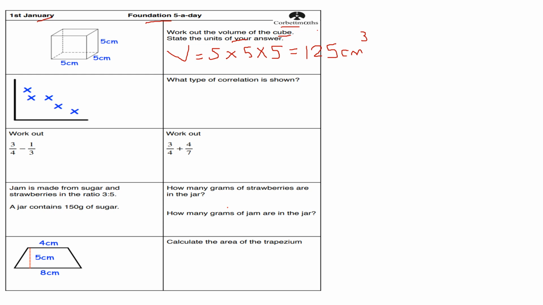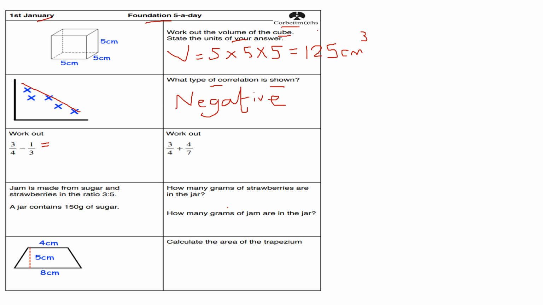Question number 2, what type of correlation is shown? This is what I call a negative correlation. As one variable increases, the other one decreases, at a linear rate or at the same rate. Linear just means like a straight line, like that.